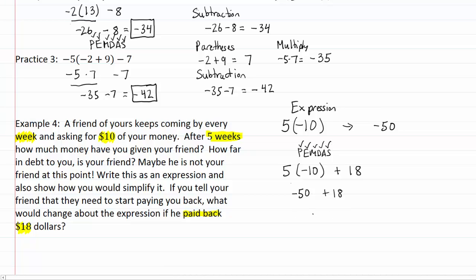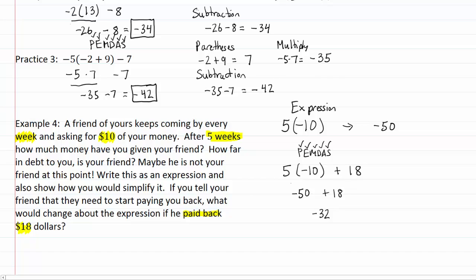So this simplifies to negative $32. It was more negative at the start, so my friend still owes me money. He hasn't paid back all the money that he owes yet, but he's making an impact there. So there's my expressions, simplified as we come down through the question, and this provides just a little bit of context to it.